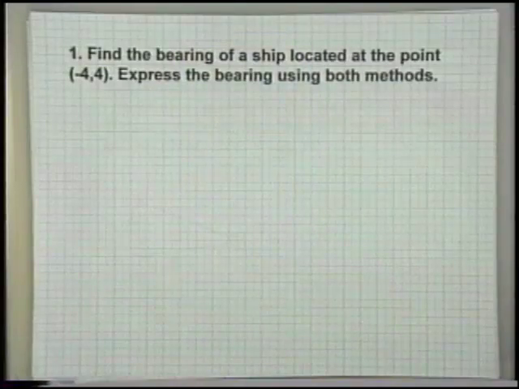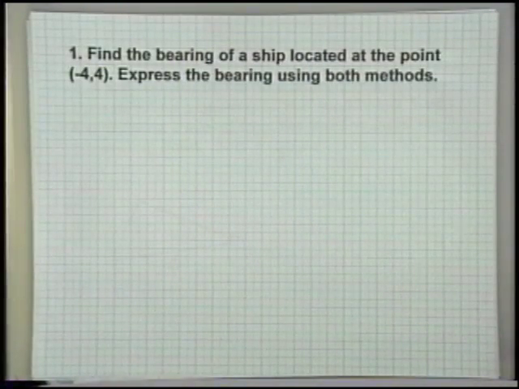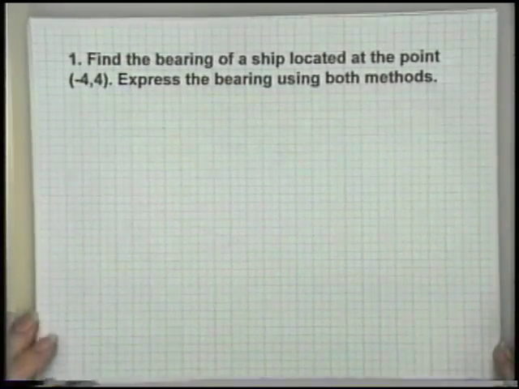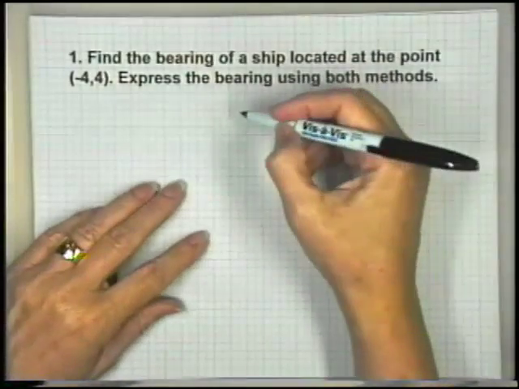Now, I would like for us to work a problem and define the bearings for a better understanding, because our application problems will be telling us that the ship or the car or a plane is on a certain bearing, and we have to know how to sketch that and what that means. So let's look at this problem. It says, find the bearing of a ship located at the point (-4, 4). Express the bearing using both methods.